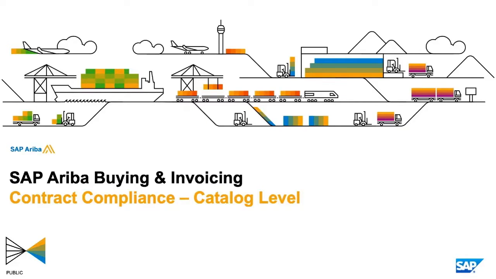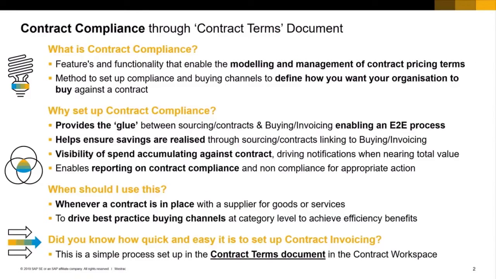Today will be a continuation of the series on contract compliance, and we will be specifically covering catalog level contract compliance. So we went through in the previous contract compliance overview video how the contract terms document can be used to ensure contract compliance and how it's possible to define how your organization will buy against a contract. So why contract compliance? Contract compliance ensures that the actual savings that have been done through the sourcing and contract process are operationalized and realized through the procurement process, through purchase orders and invoicing.